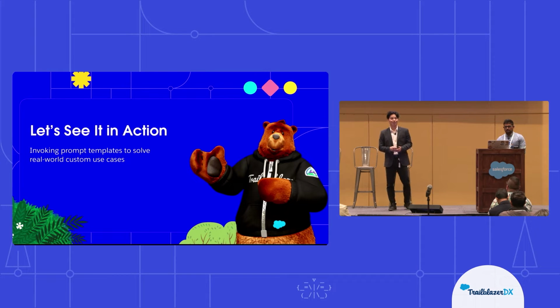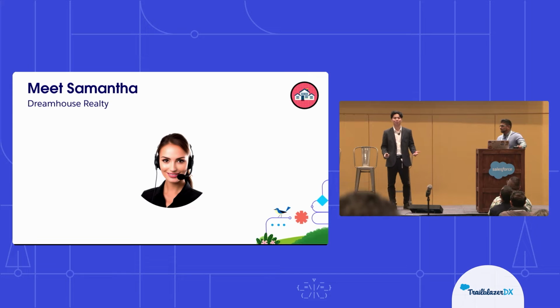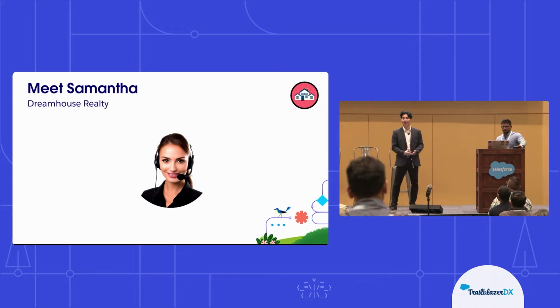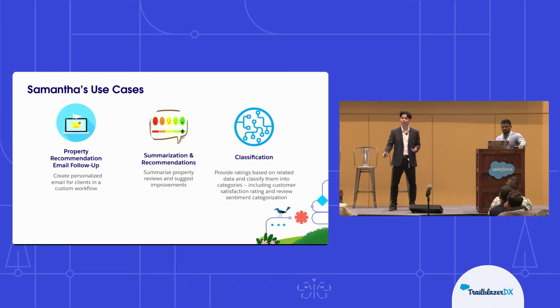Now, let's see this all in action with a real-world custom use case. To do that, I'd love to introduce you all to Samantha. She's a sales agent at Dreamhouse Realty, which is a real estate property company that helps clients find their dream homes. Dreamhouse Realty uses a custom Salesforce application, and Samantha wants to be able to embed generative AI to help improve her everyday work. What are some of those tasks?